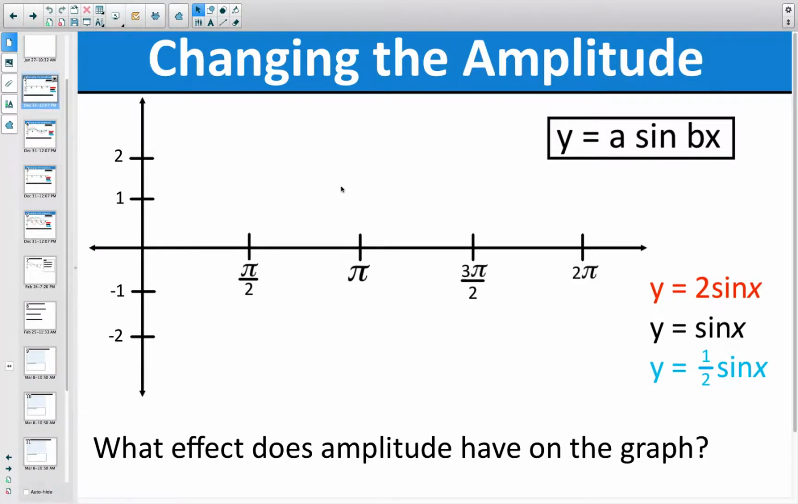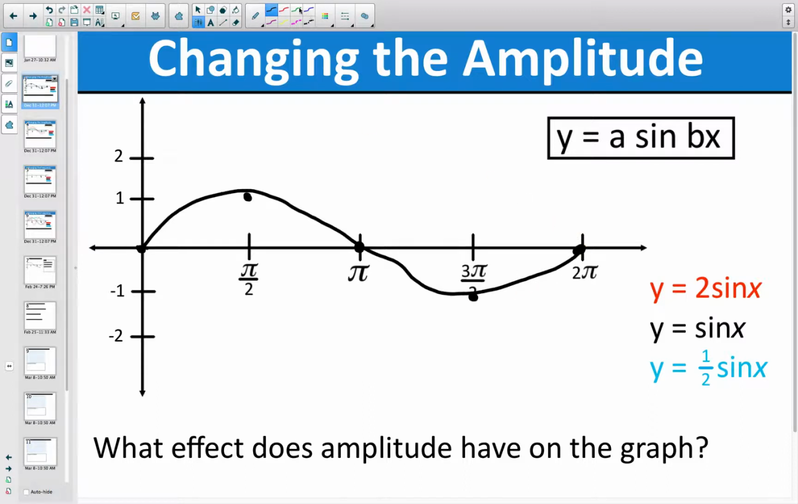So let's take a look at three graphs. y equals sine of x, y equals 2 sine of x, and y equals a half sine of x. I'm going to graph all of them. So our plain y equals sine of x graph starts at the midline, goes up to 1, back to the midline, down to -1, and back to the midline. And then we just do a nice curve as best as you can.